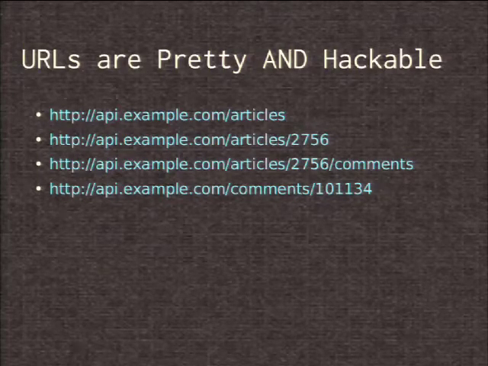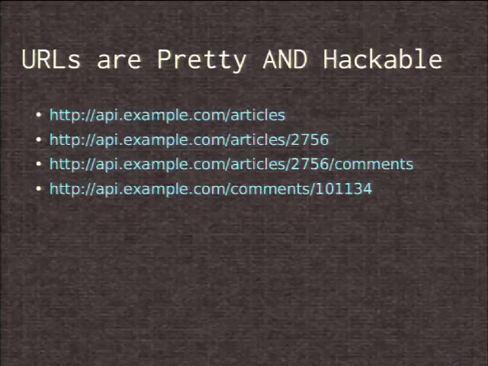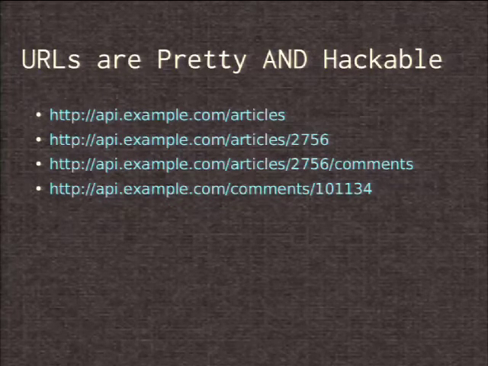REST is not just about pretty URLs. You do need to have really good routing to do REST well. But the URLs are very important. They tell a story. I have some example URLs on this slide. So you can guess that the top example, slash articles, is a collection of articles. You might guess that articles slash 2756 is an individual article resource. You're all with me so far. This is excellent.